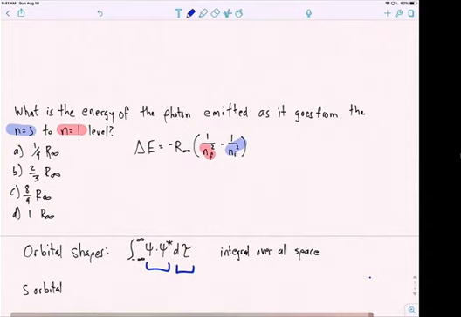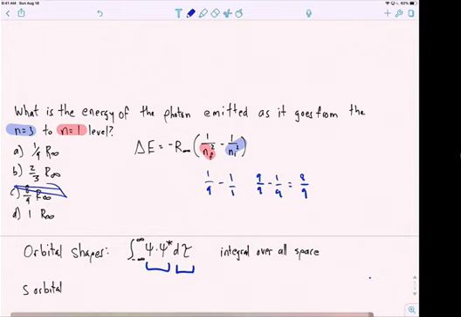What is the energy of the photon emitted as it goes from the n equals 3 to n equals 1 level? And this is going to be 1 over 9 minus 1 over 1, or 9 ninths minus 1 ninth is 8 ninths. Right here.